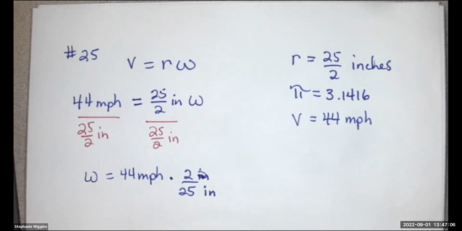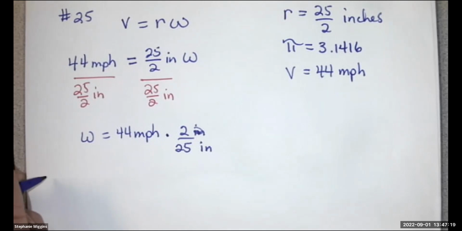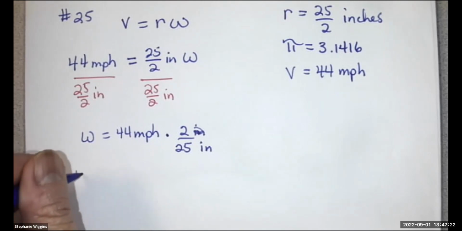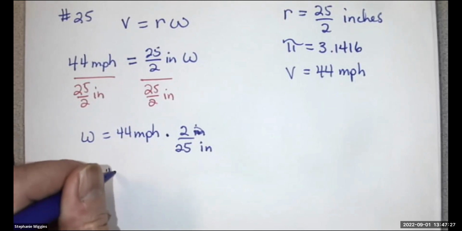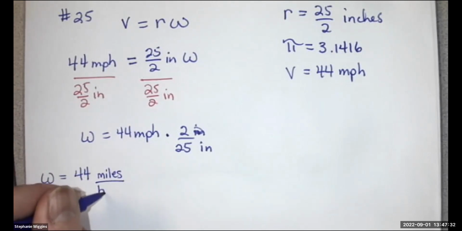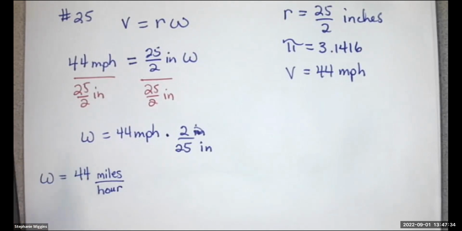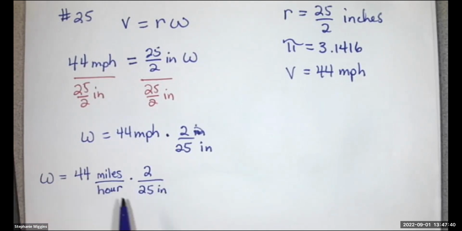And that's important because we're going to have to convert this answer to the proper units, because you'll notice we have distance in inches here and we have distance in miles here. So we're going to have to do a conversion. So we get 44 miles in the numerator, and whenever you see per, that means what follows goes in the denominator, so it's per hour. And of course we've got 2 over 25 inches. Now I'm converting inches to miles.